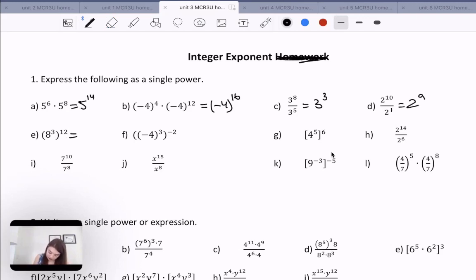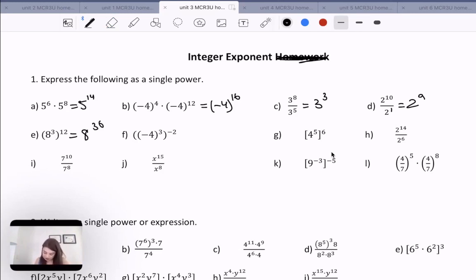Then here for e, we multiply, right? We have 8 cubed, and then whatever that number is, we have that number to the power of 12 after we've already cubed. So this is going to be multiplication of our exponents, and this is going to be 8 to the 36. 8 to the 36.